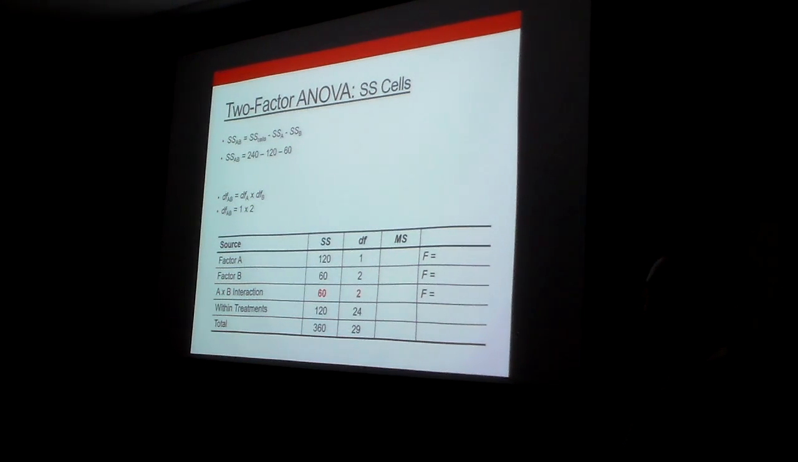1 times 2 is going to give us 60 and 2, right? Now really, for this, did we need to calculate sum of squares cells? No, we didn't need to. We just take 360 minus 120 minus 60 minus 120. Gonna get us the same thing anyway. There's that corrected total in your SPSS output. Wanted you to understand where that's coming from, and then as you start to calculate different types of statistics, it's important to know where that's coming from.